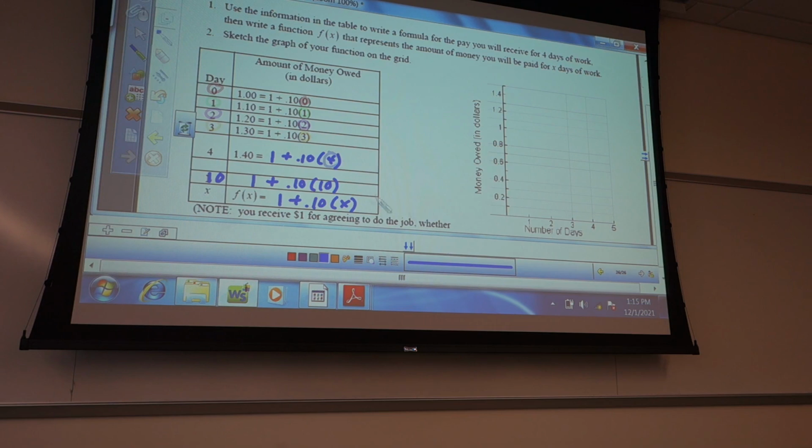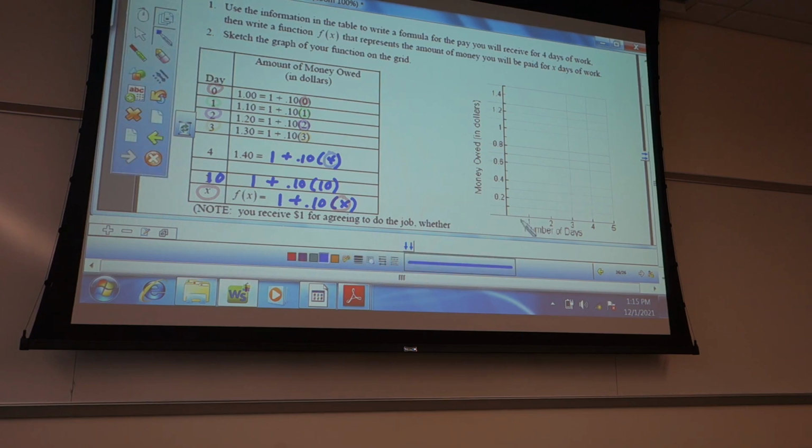Can folks see that pattern? Again, it's whatever's here goes there. Do you see whatever's here goes there, whatever's here goes there? Shania, do you see the pattern? Whatever's here goes there. Okay, so let's go ahead and graph this.